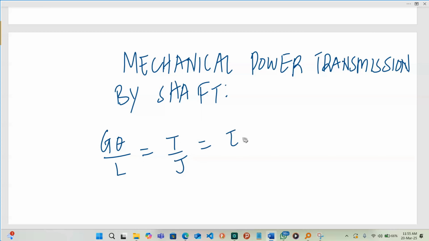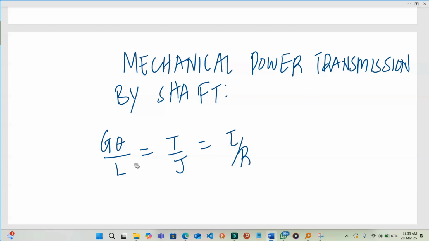T out of J is equal to τ out of R, whereby R is the radius of the shaft, τ is the shear stress, T is the torque transmitted, J is the polar second moment of inertia, G is the modulus of rigidity, θ is the angle of twist, which can be given in either radians or degrees, and L is the length of the shaft.